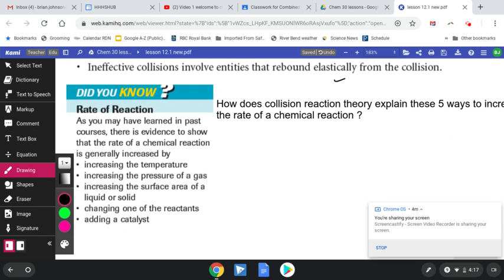Okay, next section in your notes is 5 ways to increase the rate of a chemical reaction. They're listed right there. And I'm not really too worried about this one. So really it's 4 that you need to do.